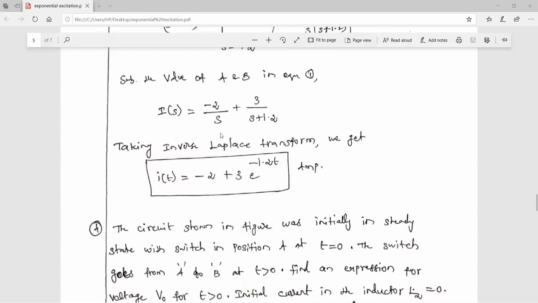What is the inverse Laplace transform of 1 by s? The Laplace transform of a constant 10 is 10 by s, but the Laplace transform of constant 1 is 1 by s. So the inverse Laplace transform of 1 by s is 1. That 1 is not written. Then plus 3 into the inverse Laplace transform of 1 by s plus some value, which is e power minus that value into t, correct? So we calculated the current. It is a simple problem only.